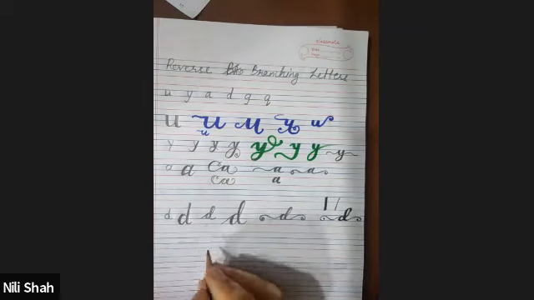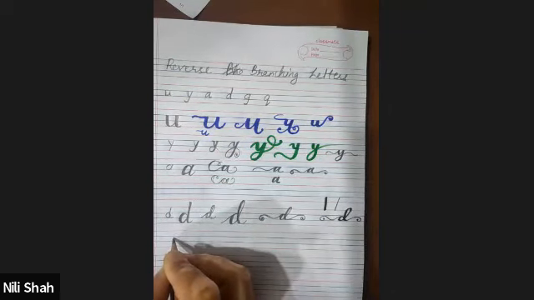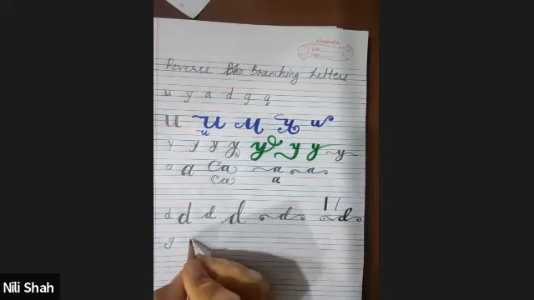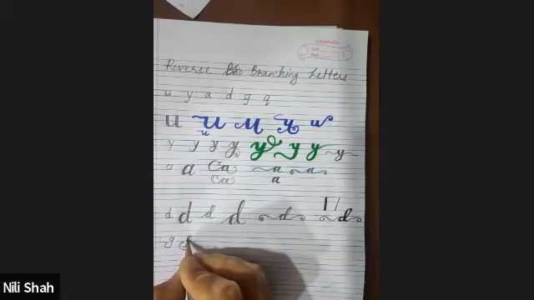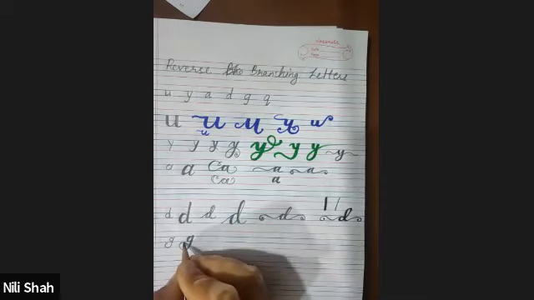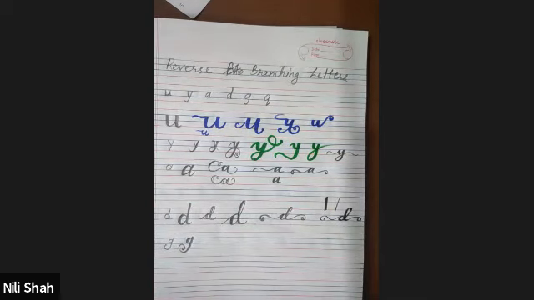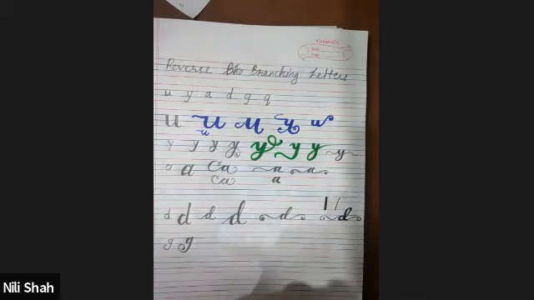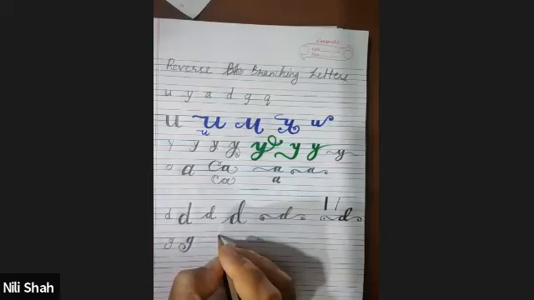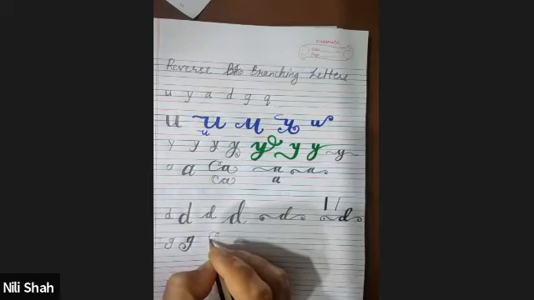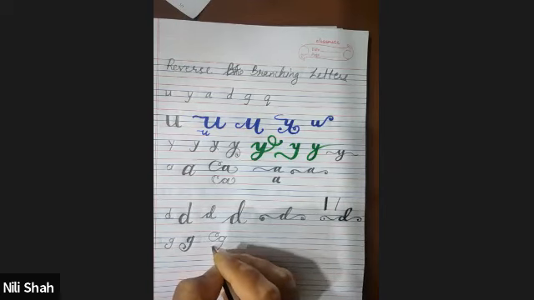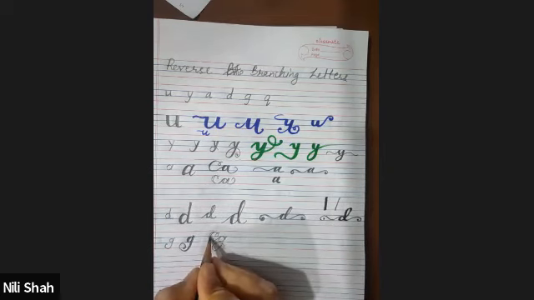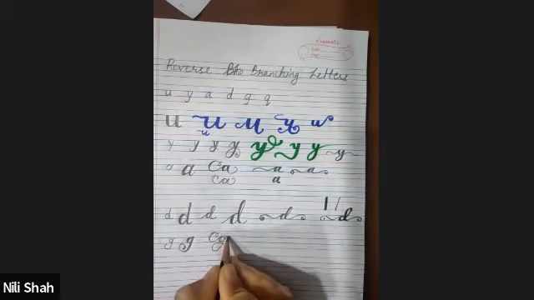Now moving ahead to G. I'm writing simple G first, like this. I'm adding thickness to the downward strokes. Like this. This is also moving down. Now I'm adding this style to the G. I'll start with this, write my letter, and this. See, this is moving downward. I'm adding thickness here, here and here.